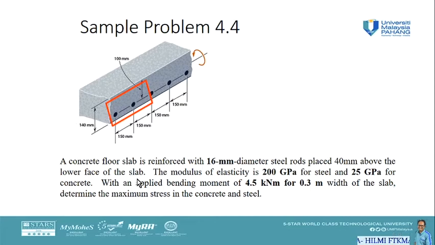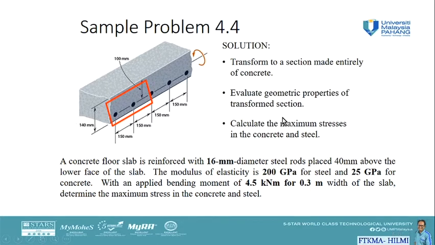Next, let's proceed with an applied bending moment of 4.5 kilonewton meter for 0.3 meter width of the slab. So we are going to consider only 0.3 meter width, where there will be a bending moment of 4.5 kilonewton meter. Determine the maximum stress in the concrete and steel. So we need to find sigma s and sigma c, maximum.